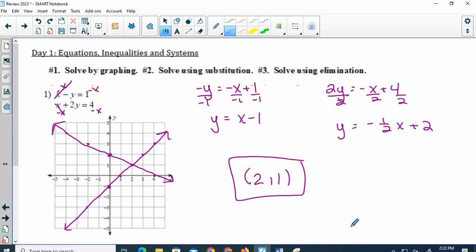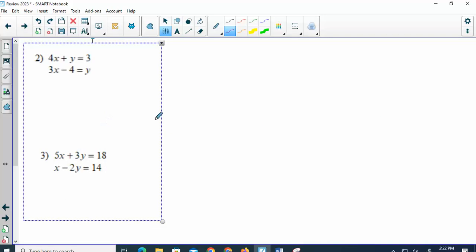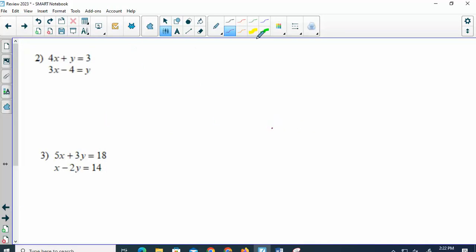Second one, I asked for substitution. So the key to substitution, we have to take one of the equations, solve for one of the variables. This one, the second equation is really already set up for us. It's already y equals. So what we're going to do is plug that into the first one. So the first equation is 4x plus, instead of my y, what am I going to write? Equals 3.